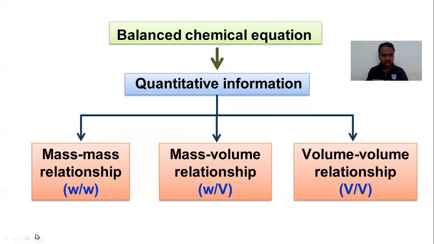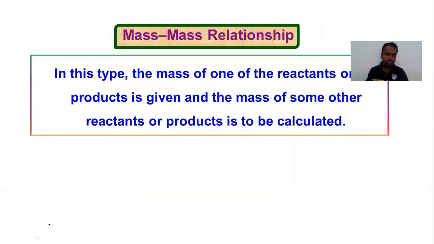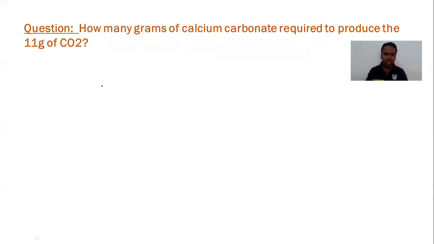Let us see what this mass-mass relationship is. Okay, in the previous slide I already discussed it. So what is this mass-mass relation? If you compare the mass of reactant and mass of product, both side mass, that is called mass-mass relationship. Here the mass of the reactant and mass of the product, that is called mass-mass relationship. You can get more clarity by taking one question. Okay, this is a normal level question.